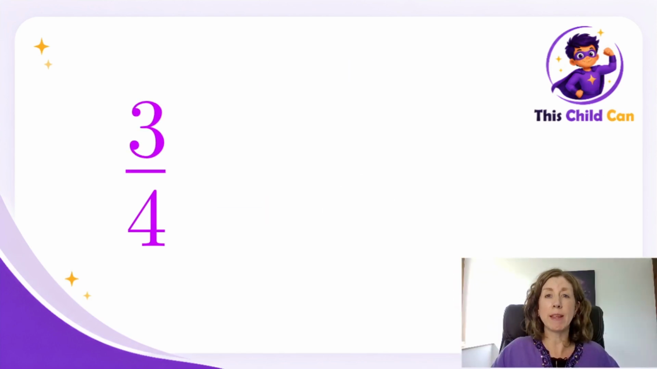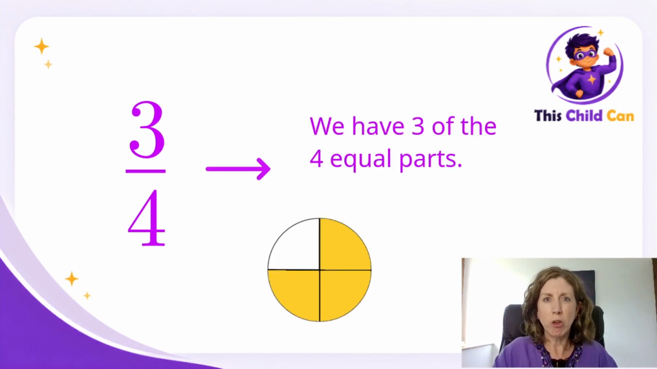Now let's look at the numerator. The numerator is the top number. It tells us how many of those parts we have. So in 3/4, the numerator is 3. That means that we have 3 of the 4 equal parts. So 3/4 means the whole has been split into 4 equal parts, and we have 3 of them.